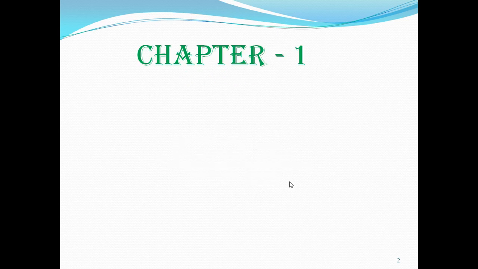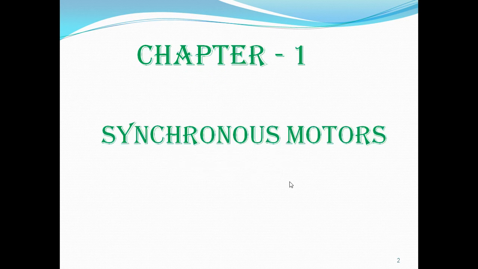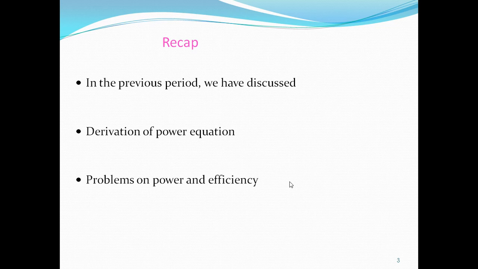Today we will start the AC motor subject. In this one, we will continue chapter 1, that is synchronous motor. In the last class, we derived the power equation, that is the relation between input power, the losses, and the output power.